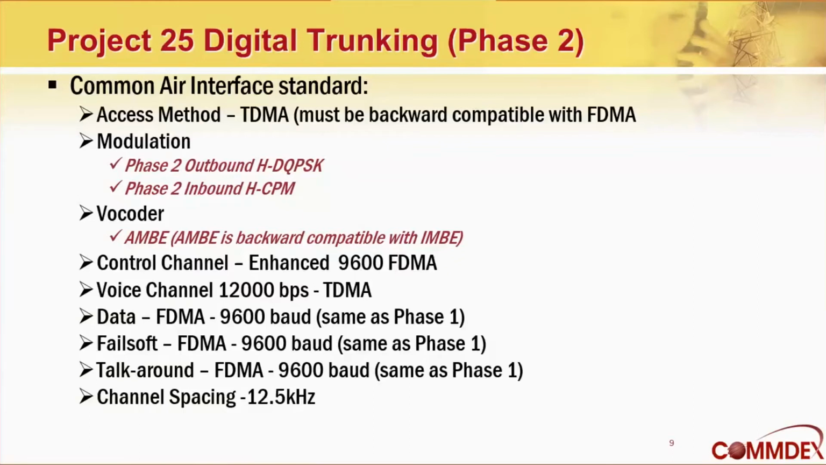So they developed a new set of standards that they called Phase 2 that would allow for the use of time division multiple access. In other words, slicing the signal in time to support 2 users in the bandwidth that previously supported only 1. They would have a new type of modulation, and we'll talk a little bit about these when we talk about modulation. Also, since this came along later, there were advances in the technology of vocoder, and at that time, the state-of-the-art vocoder was an improved version of IMBE called AMBE.